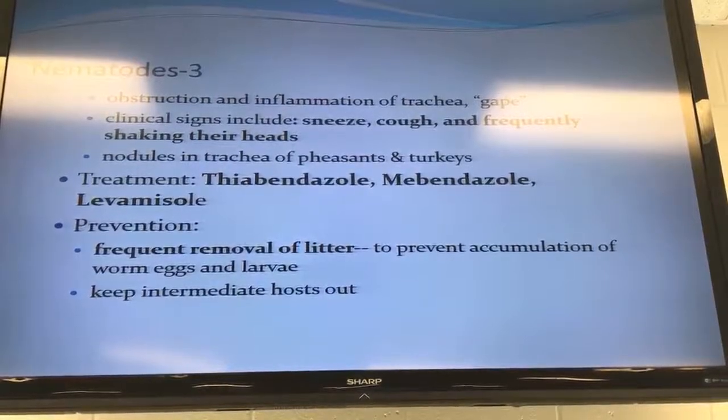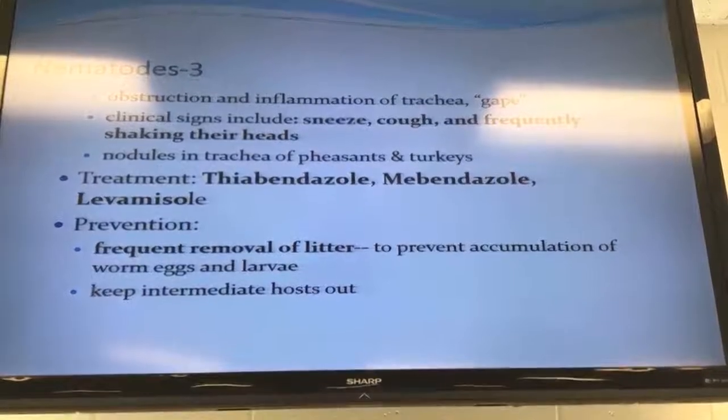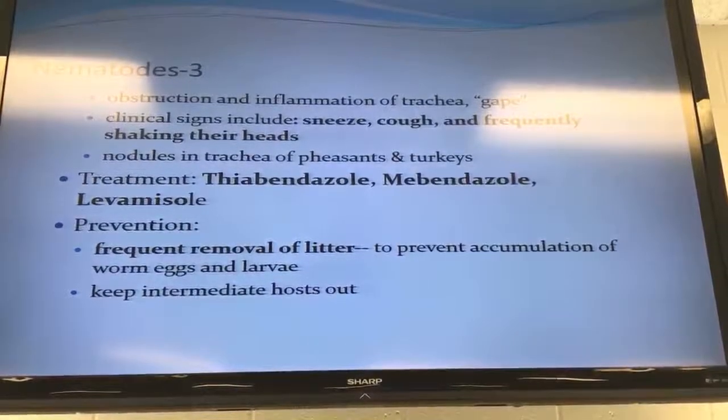Now, another thing you want to do as far as prevention is concerned, if any of you raise chickens in backyard flocks, one thing you want to do is remove the litter, because if the litter becomes contaminated with the parasite eggs, they're going to ingest it, and they're going to create a cycle. So you want to get rid of the litter if it's there. When they say keep intermediate hosts out, I don't know how you keep earthworms and snails out, okay?